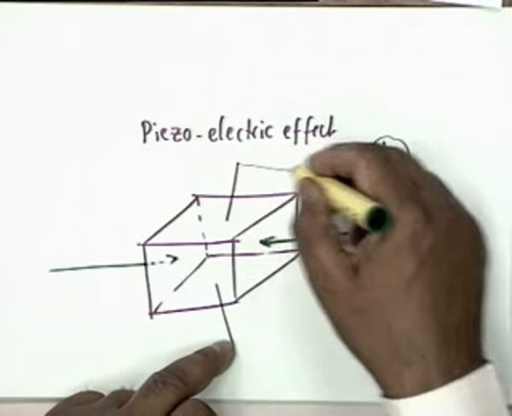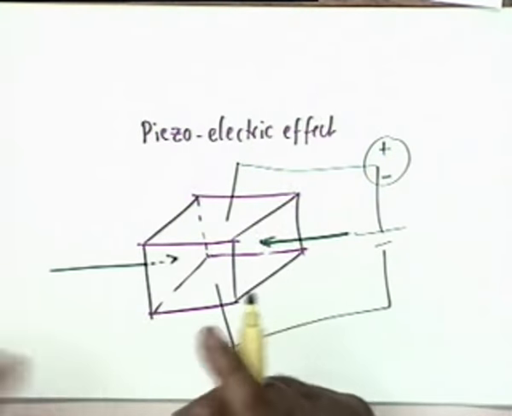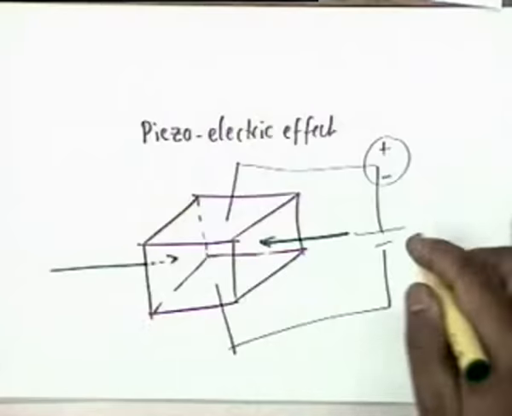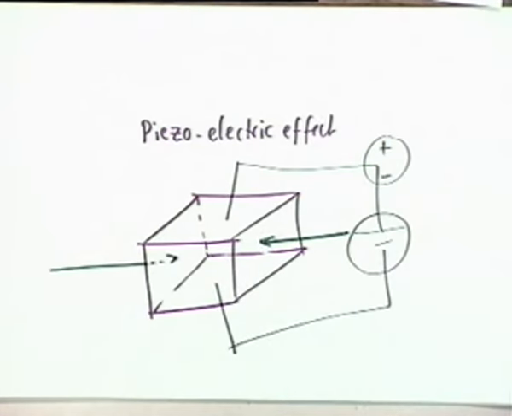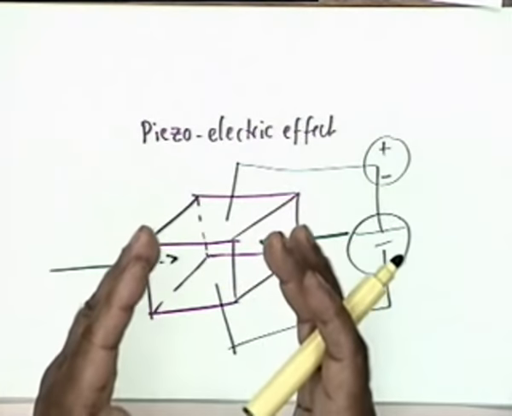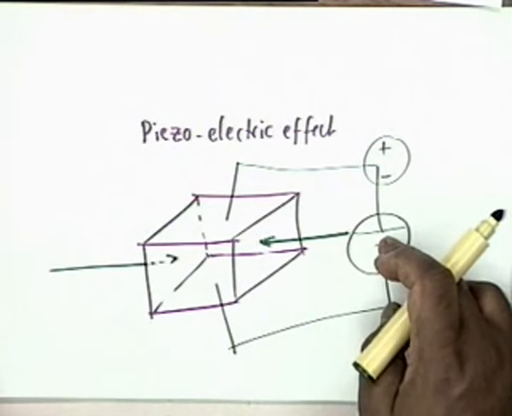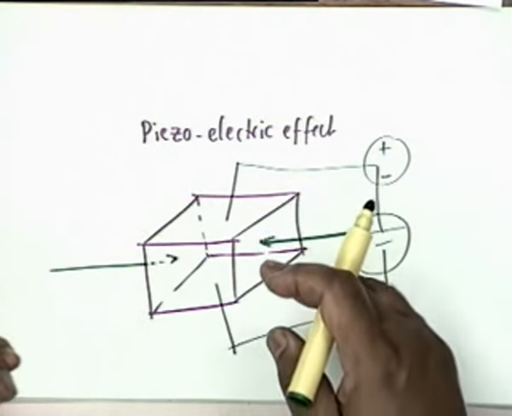Now, on the other hand, if you provide an electric field, that is, if you connect a potential difference between the two faces, the effect is reversible. That is, there is a mechanical deformation. If instead of a DC it is AC, then there is compression and expansion, compression and expansion. If the direction of the field changes, compression changes to expansion.